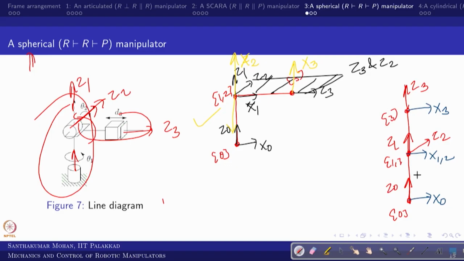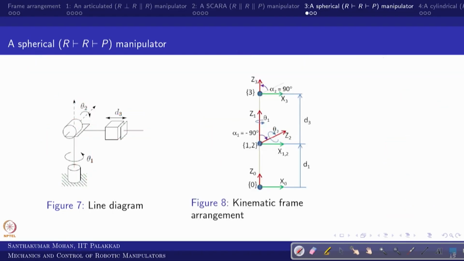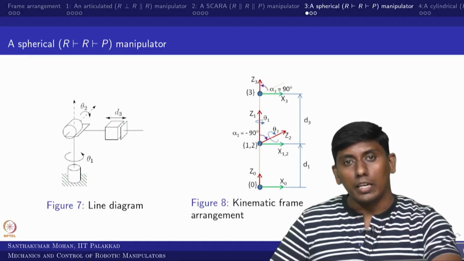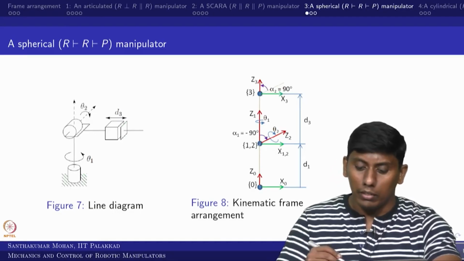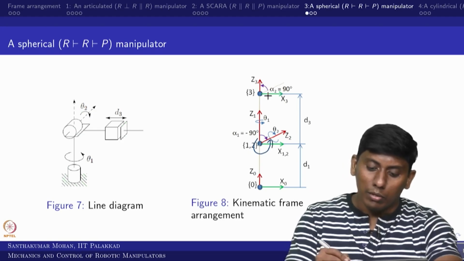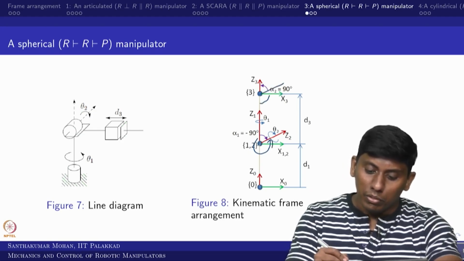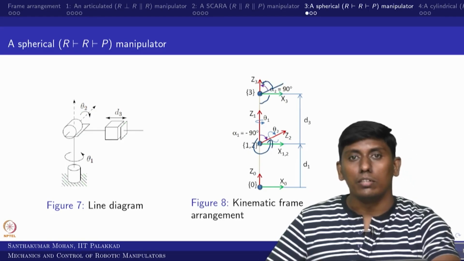Now, you can see this is D1, okay, and this is D3, and this is theta 2 and this is theta 1. These are the variables, right. So, that is the frame arrangement which we did here, right. There are two twist angles that will come. One is between 1 and 2, and the second one is between 2 and 3. One would be a 270 degree rotation, and the other one is a 90 degree rotation, that is all.